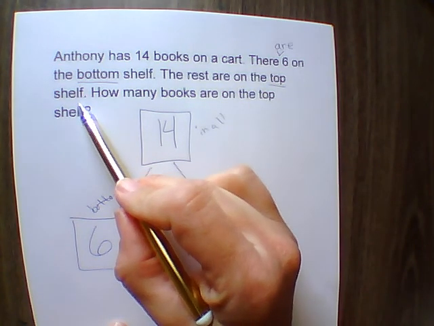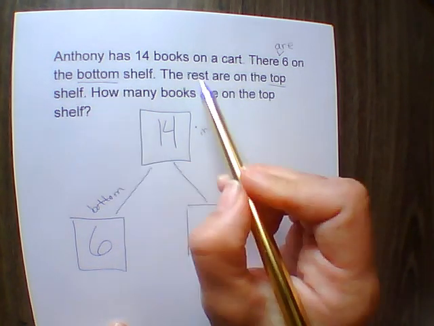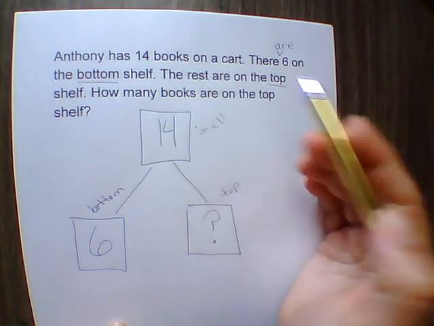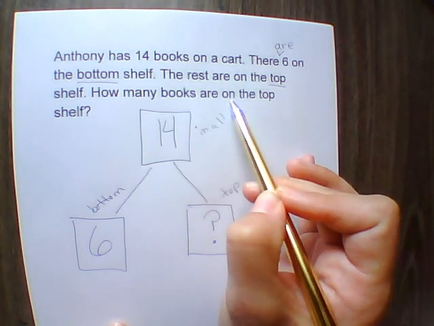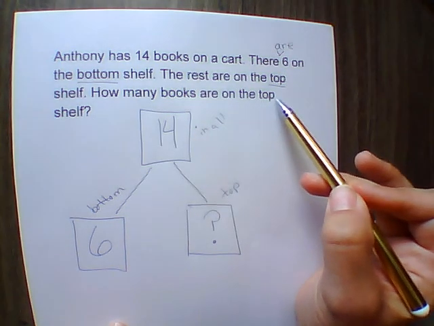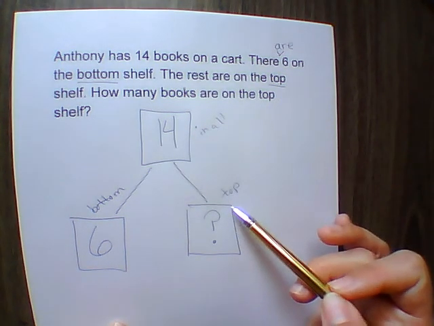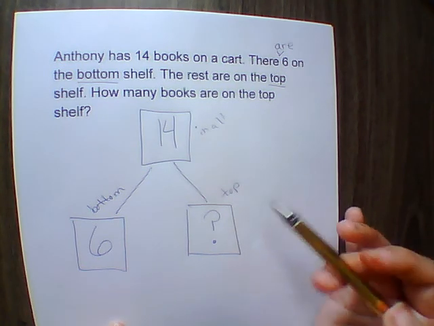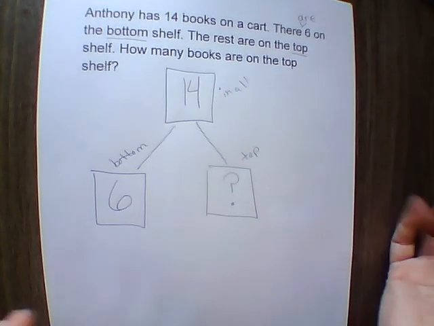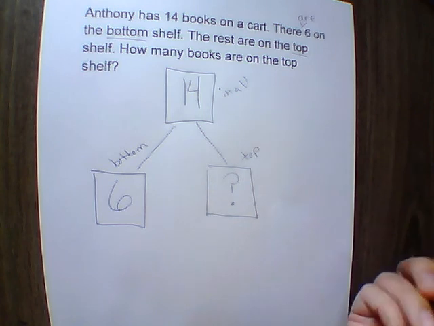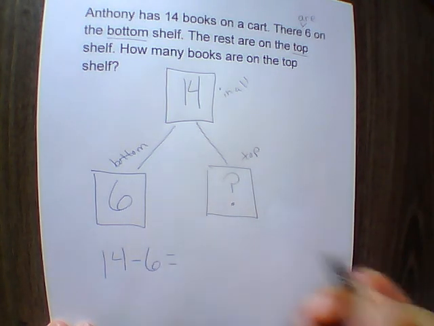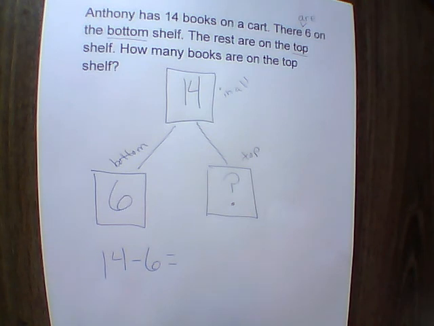Do we know how many are on the top shelf? It just says the rest. So we're going to put a question mark there. How many books are on the top shelf? So we put the question in the right spot, where we have the question mark, the top shelf. So from here, we know that we need to set up our subtraction equation. 14 minus 6. So if you have not done that yet, do that now. Go.